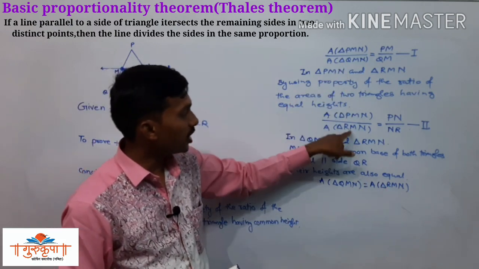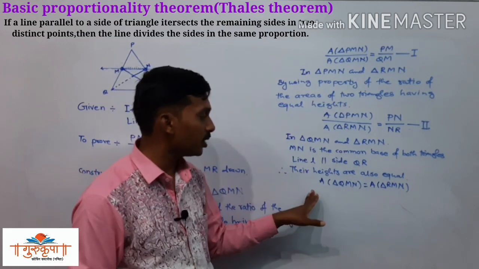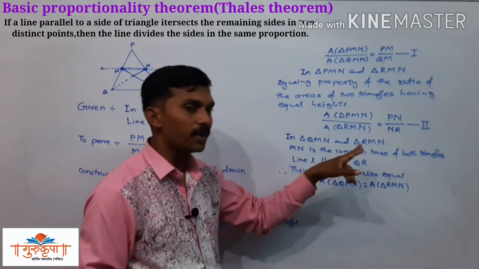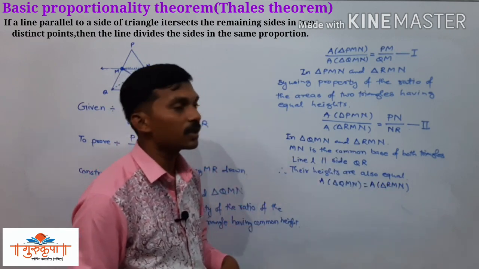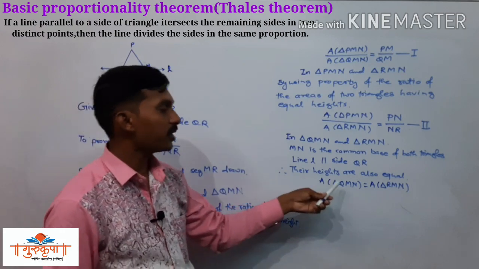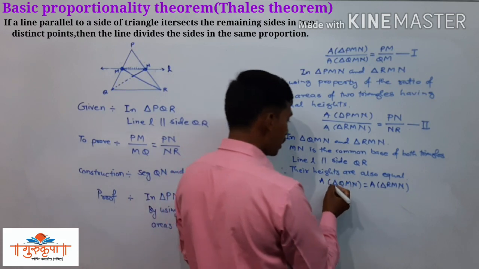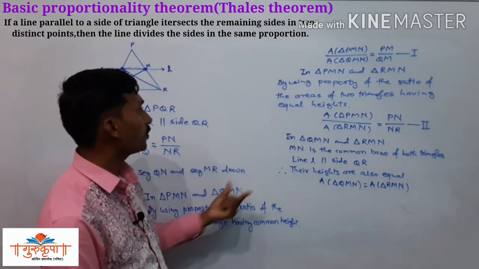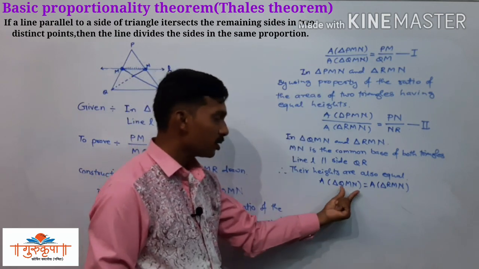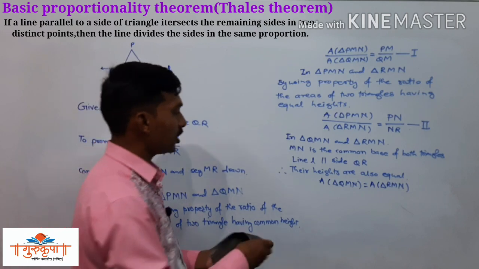Both these triangles have equal areas, that we proved, since their heights and bases are common. Since their heights and bases are common, area of triangle QMN is equal to area of triangle RMN. You can represent it as the third equation. Here also we write the property, and then we write the equation.